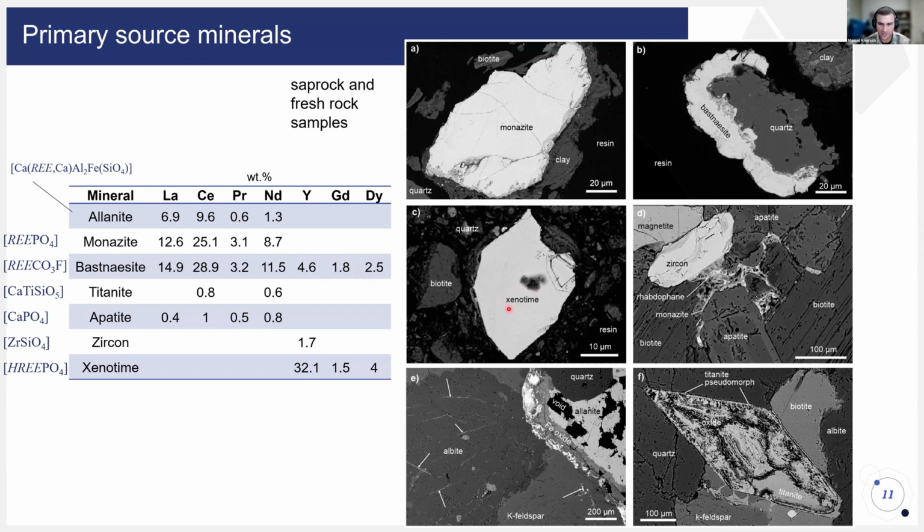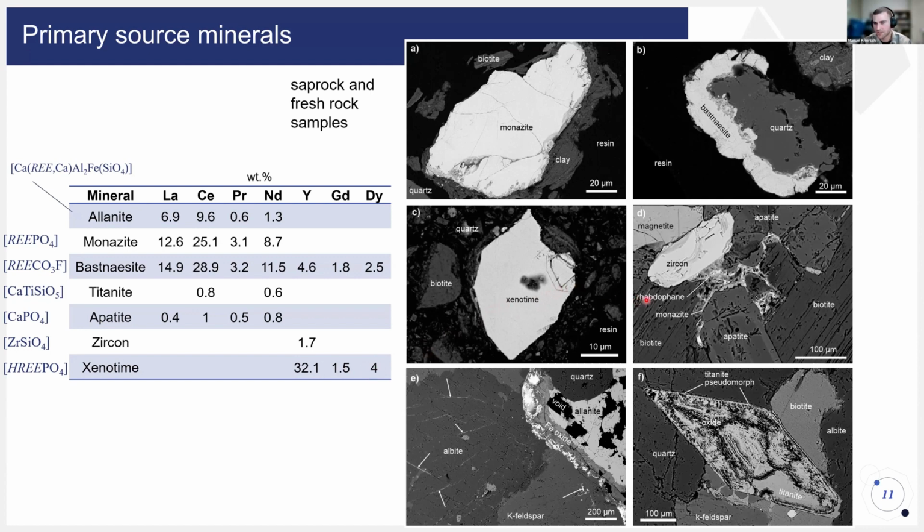Then everyone's favorite, xenotime, because a lot of companies are targeting this mineral because it is a heavy rare earth phosphate, so it contains more of the valuable heavy rare earths. For example, as well here, dysprosium with 4% from that mineral.